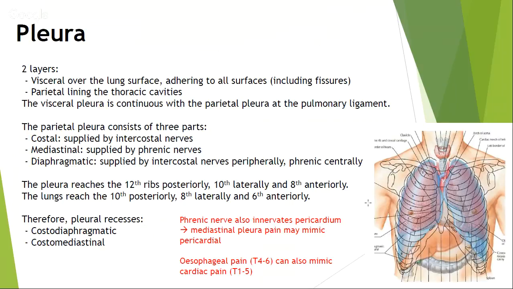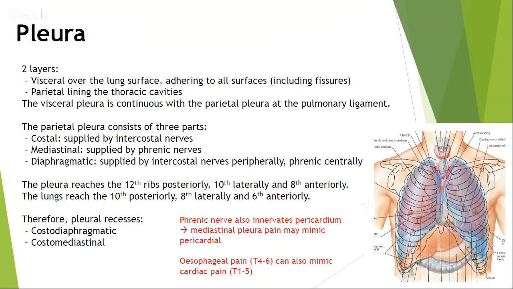The visceral pleura, by contrast, has only the visceral innervation, so it's sensitive to stretch, not well localized pain. In terms of where they all reach, the pleura reach the 12th rib posteriorly, and from there you just count by twos. So pleura is 12th posteriorly, 10th laterally, and 8th anteriorly, while the lungs are two above. So 10th posteriorly, 8th laterally, and 6th anteriorly.